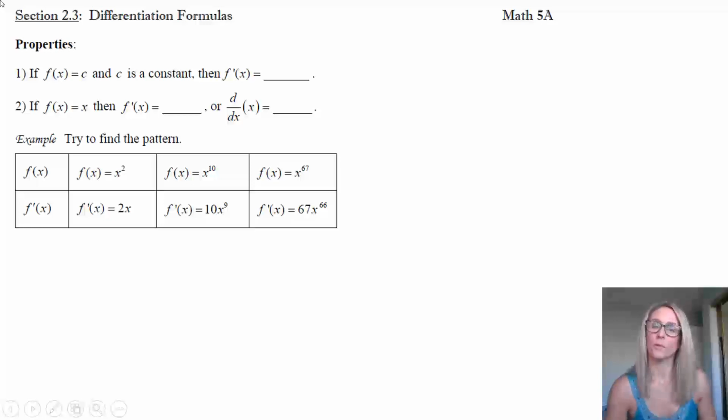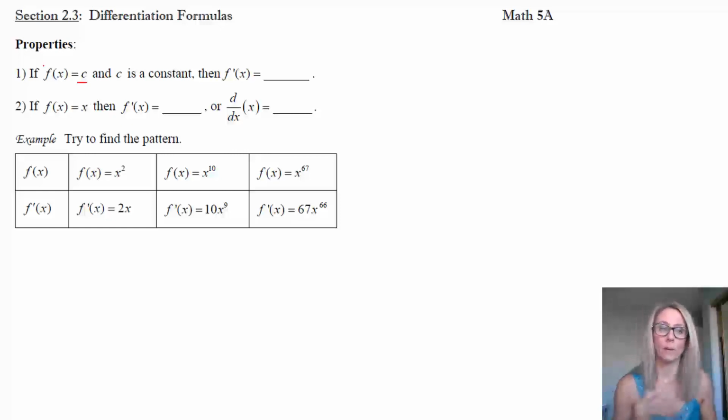Now we're in section 2.3, differentiation formulas. And the idea is we've spent some time using the limit definition of a derivative, which is great, but a lot of work. Luckily there are easier ways to take derivatives because the limit definition is true. One thing to remember is that when you take a derivative, you are getting the slope of the function at any point.